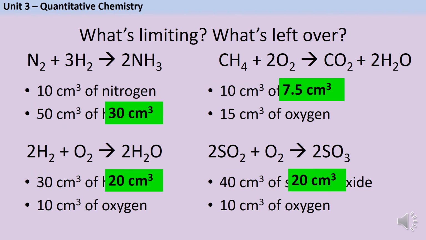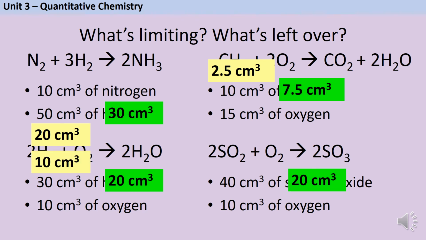If I move those numbers slightly so that you can see the original volumes that we had, we can now see that for question 1, only 30 centimetres cubed reacted, but I actually started out with 50 centimetres cubed of hydrogen. So therefore, I have an excess of 20 centimetres cubed. For question 2, only 7.5 centimetres cubed reacted out of 10, so that means 2.5 centimetres cubed is the excess. And then for question 3, I have an excess of 10 centimetres cubed, and for question 4, I have an excess of 20 centimetres cubed.